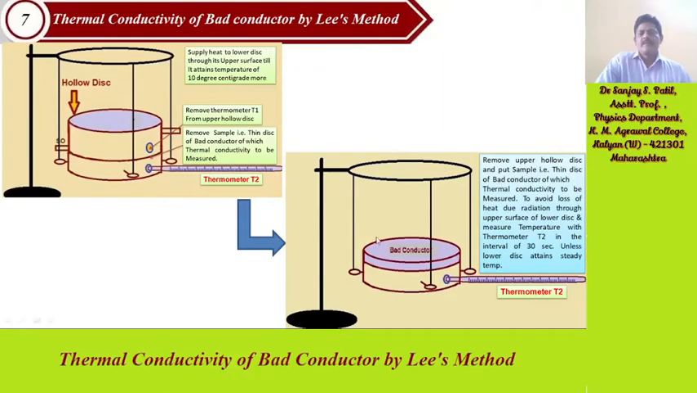Again, keep that slice of bad conductor on the upper surface of the lower disc and take the readings through this thermometer T2 in the interval of 30 seconds or 0.5 minute, unless the lower disc attains steady temperature or unless it is attaining room temperature. Till then, take the readings.